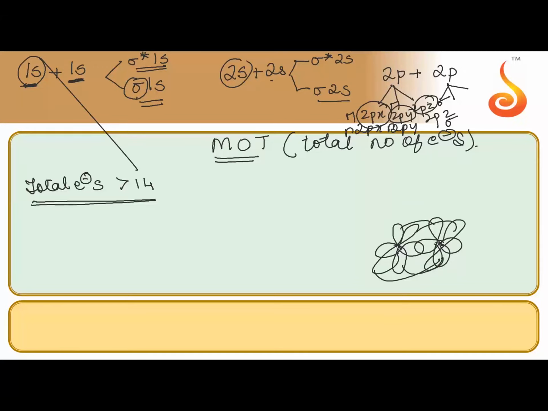Now let's write bonding and anti-bonding for all these orbitals. When total electrons is greater than 14, we write like this. You have to memorize this. It's very, very important. Let's not write electrons, let's just write the orbitals. In this order, it is filled. Try to memorize it now if you didn't know.